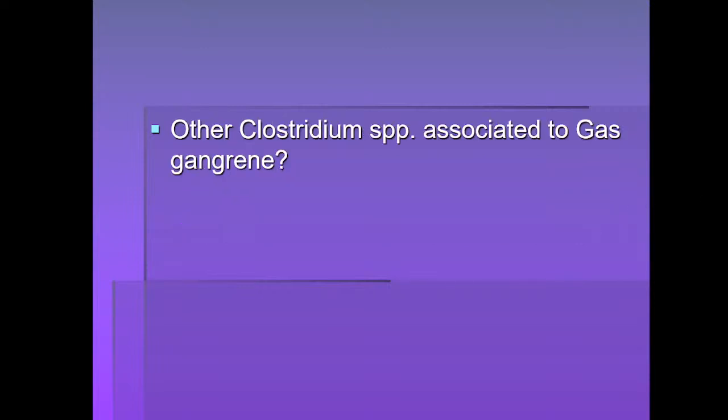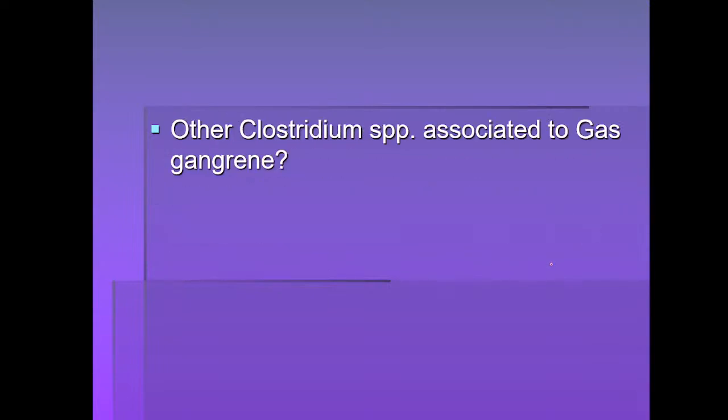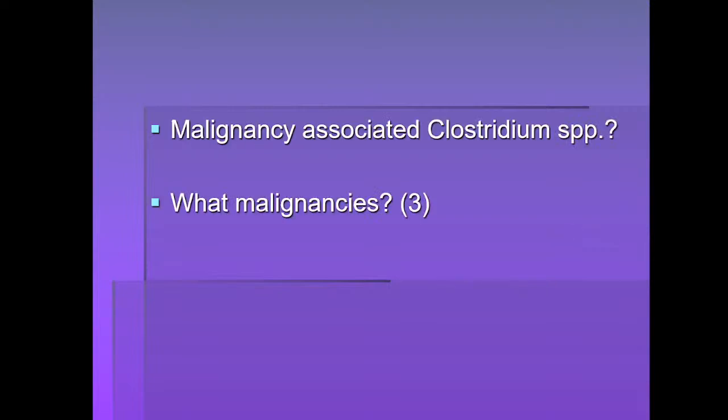Okay. Yeah, there's one more. Another organism that has been associated in rare cases of gas gangrene that is not Clostridium perfringens is Clostridium novyi. The malignancy-associated Clostridium is Clostridium septicum, which has been associated with breast cancer, colon cancer, and leukemia. And I think that's the end.